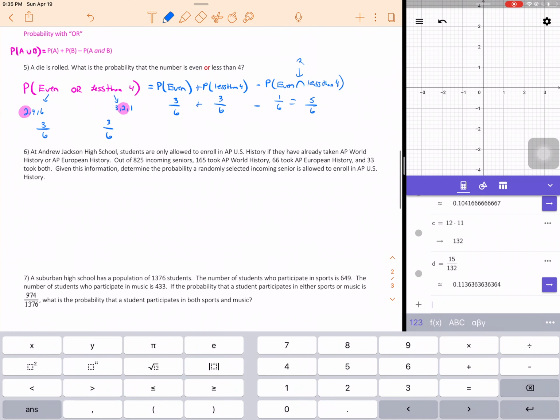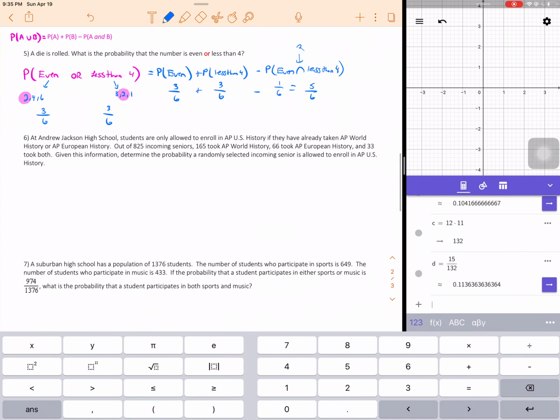Okay, let's look at one more. Number 6, at Andrew Jackson High School, students are only allowed to enroll in AP US History if they have already taken AP World History or European History. Out of 825 seniors, 165 took World, 165 out of 825. 66 took AP European, 66 out of 825. And 33 took both.